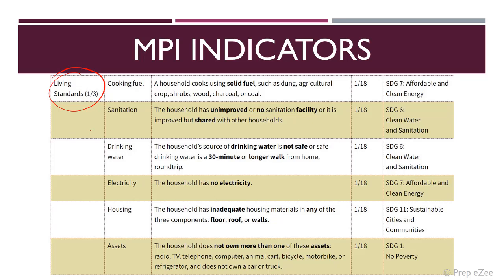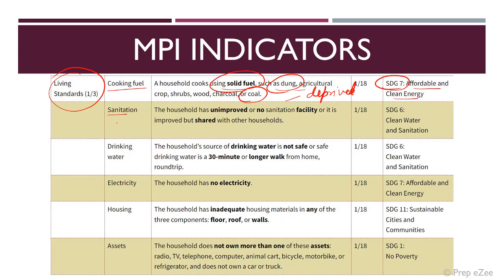Within this we have 6 indicators. The first one is cooking fuel. So basically, if any household is using solid fuel, then they are considered as deprived. What do we mean by solid fuel? For example, we have dung cakes, which are used in the rural areas. Similarly, agricultural crop, coal, wood, all these things, if any household is using them, then that is not considered a good practice. Instead, if the household is using LPG cylinders, then they are not considered deprived in this indicator. This can contribute to SDG 7, that is affordable and clean energy.